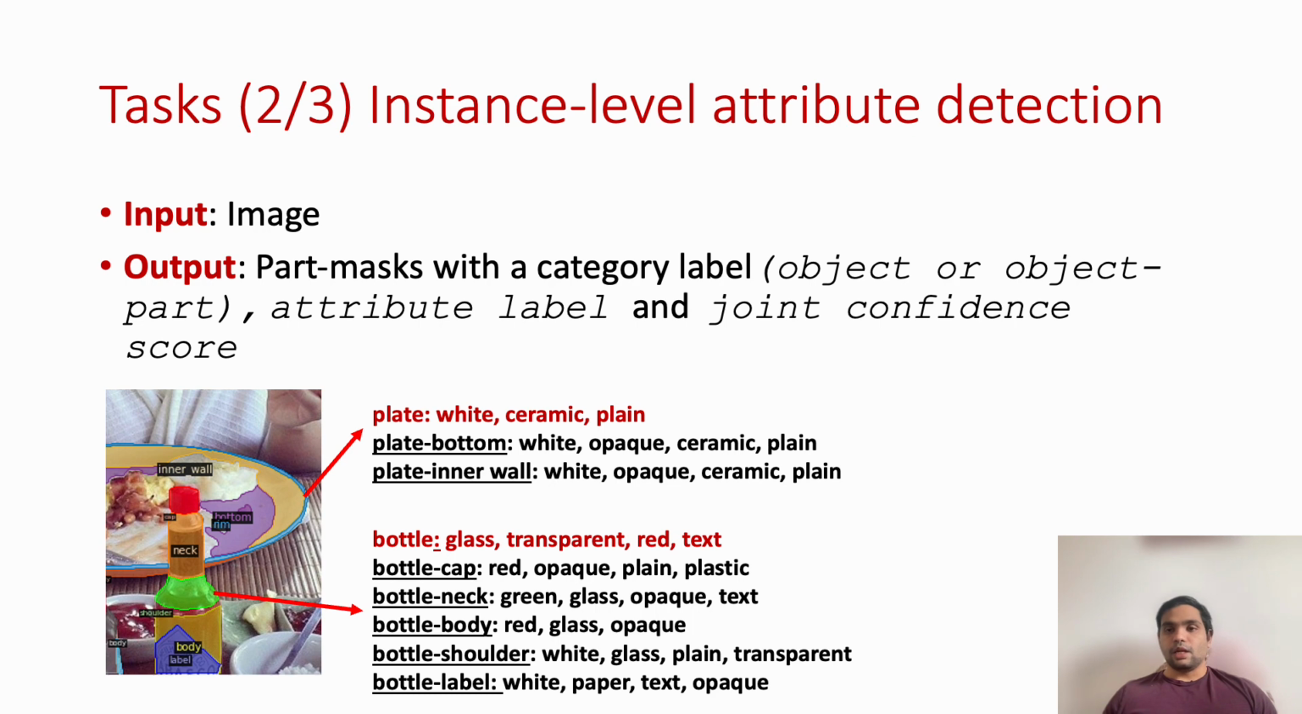The next task requires a model to both segment the object or object part and also provide attribute labels per segment, along with one single joint confidence score for the object or part label and attribute label. So there would be one label like white plate or metallic plate for objects, and that label would be associated with one score. Similarly, for object part attributes, we would have labels like red bottle cap, plastic bottle body, and so on, and each of those labels would have one associated confidence score.